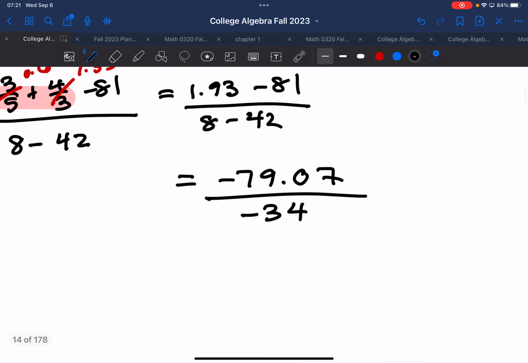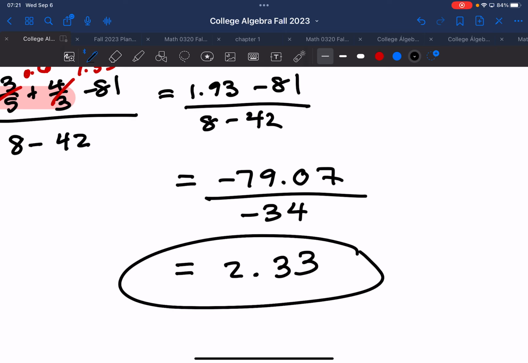Okay, now I have a regular fraction. Once I have simplified my numerator and my denominator, then I'm going to just treat this as a fraction, type it in my calculator, and see what it's going to simplify to. So I have negative 79.07 divided by negative 34, and that gives me 2.33, just rounding to 2 decimal places.